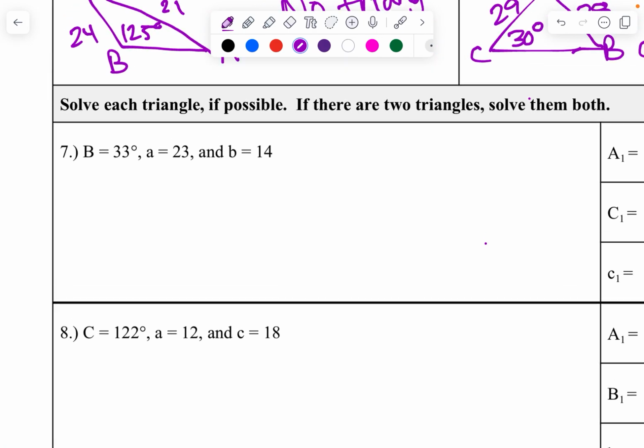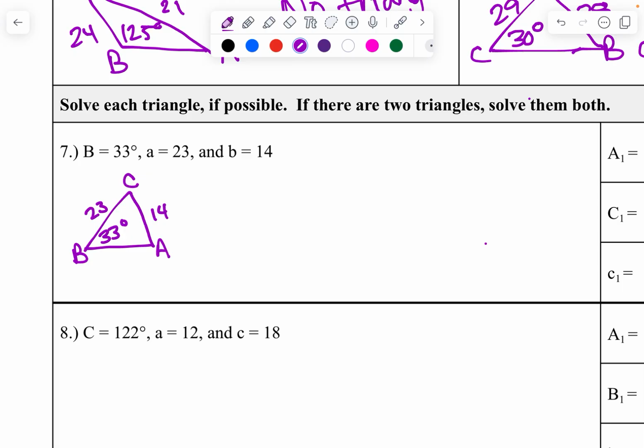All right, so we are always going to put our angle down in the lower left-hand corner. So if we have 33 degrees down here for angle B, and the side across from B is 14, this side is 23. So because this is smaller than this, there is the possibility of two triangles. So this would be angle A, this would be C.